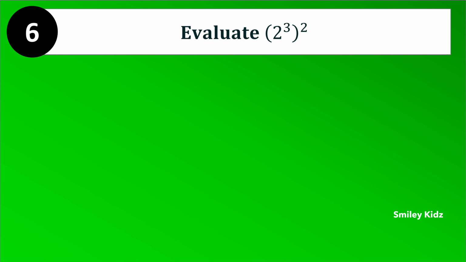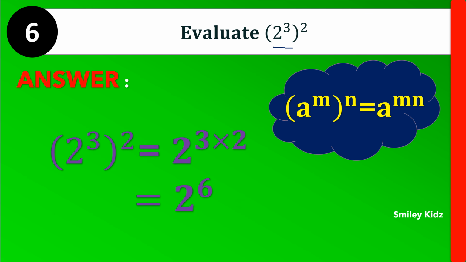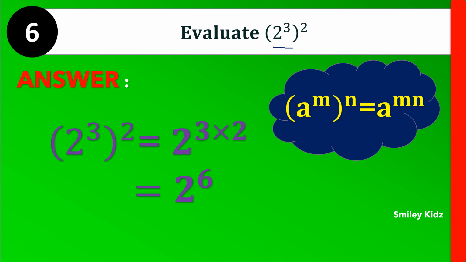Moving to question number 6. Evaluate 2 to the power 3 whole to the power 2. Your time starts now. Your time is up. Now let us see the solution. Here we apply the law a to the power m whole to the power n is equal to a to the power m into n. 2 to the power 3 whole to the power 2 is equal to 2 to the power 3 into 2. 3 into 2 is 6. So the answer is 2 to the power 6.